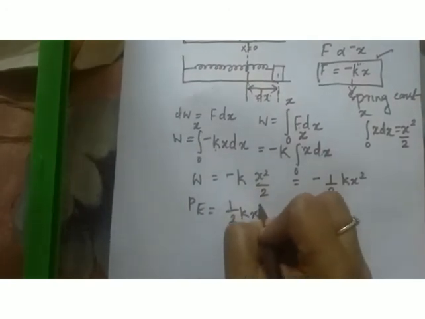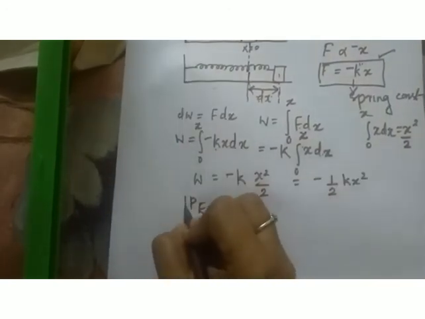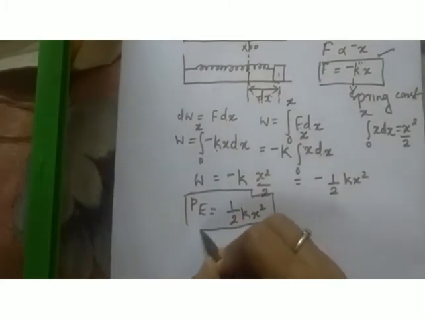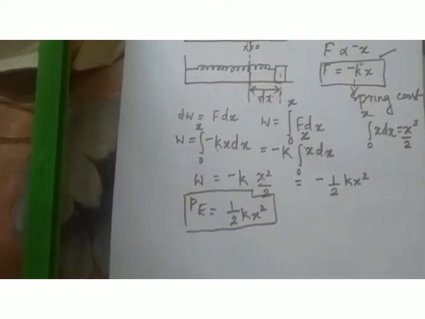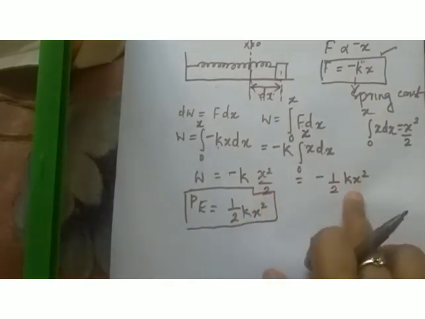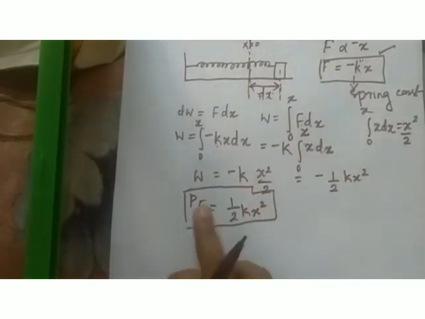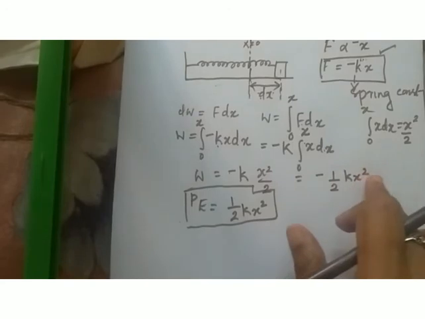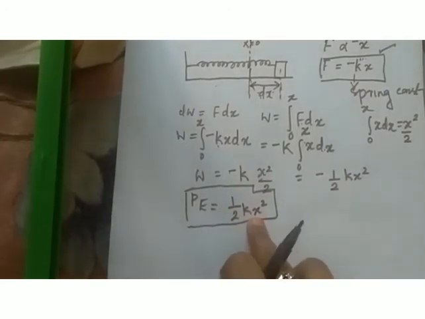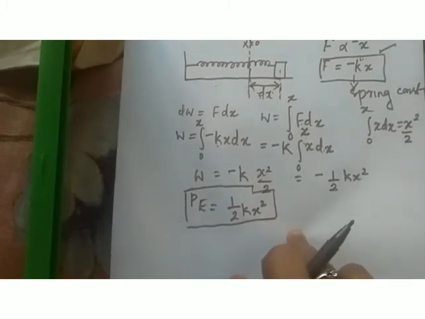We can't write minus half kx square because energy, especially the potential energy, cannot be expressed as negative. Okay, work done can be positive, negative or zero, but potential energy cannot be expressed in negative value. So we will consider only the magnitude of work done. We will ignore the sign. So the work done minus half kx square itself will be the potential energy. So potential energy of a spring is half kx square.